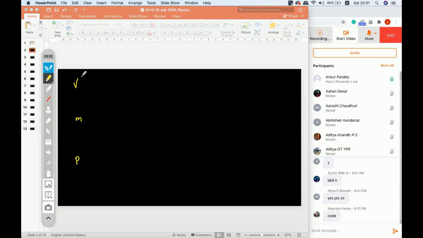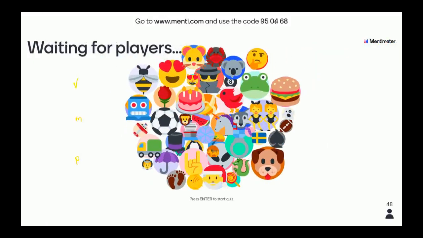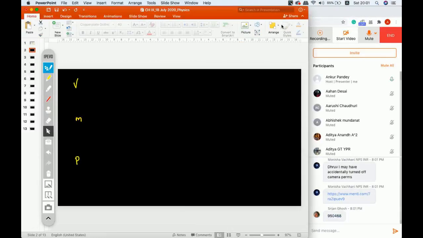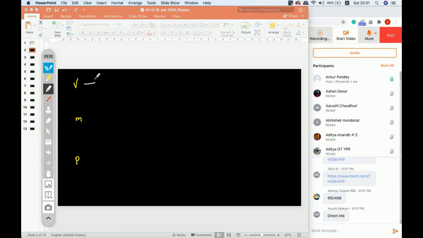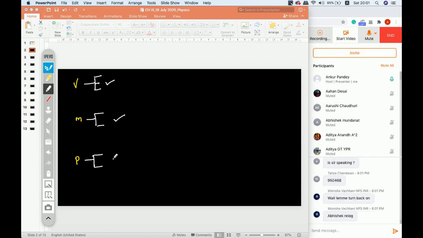So what's the code? 950468. So we'll be discussing multiple operations associated with vectors. We'll be discussing questions associated with motions. We'll be discussing something about projectile.